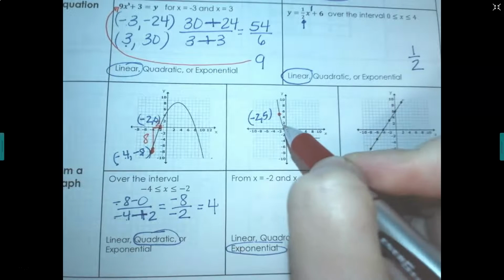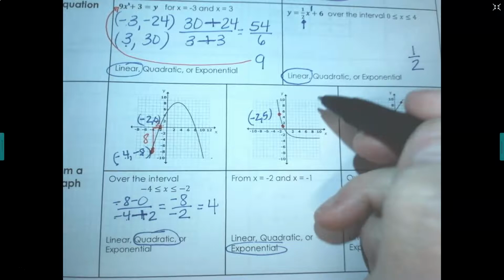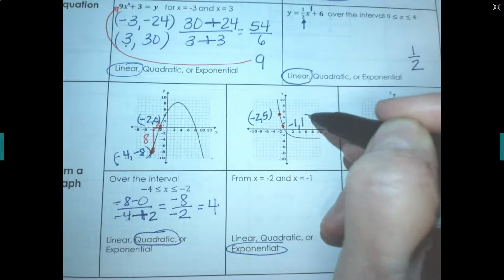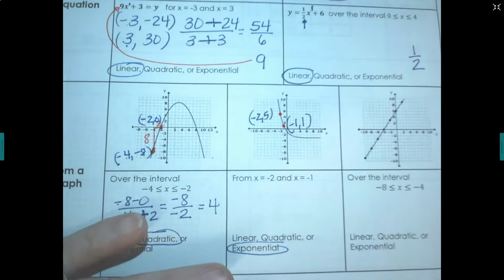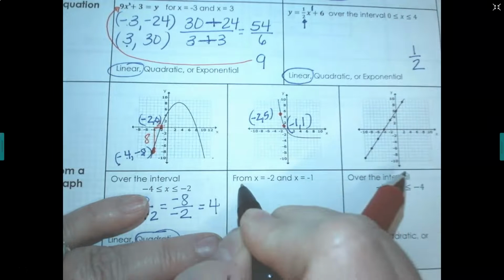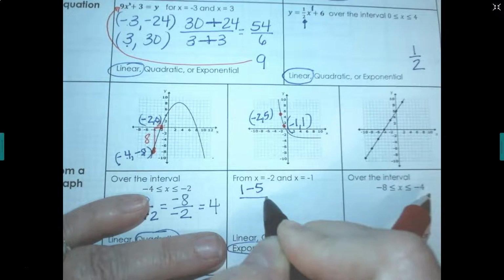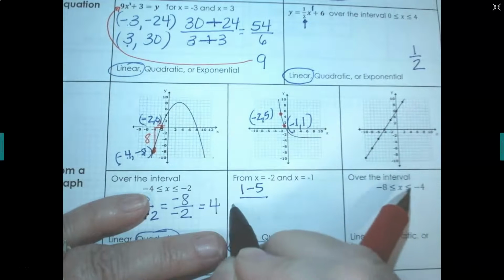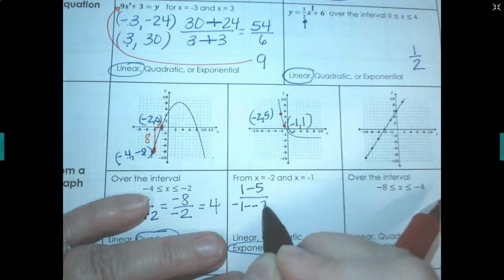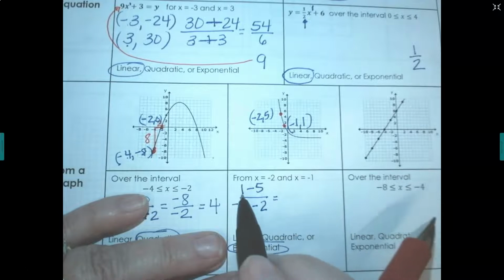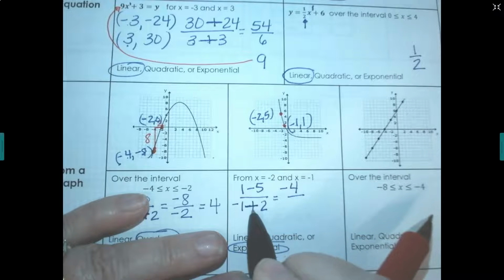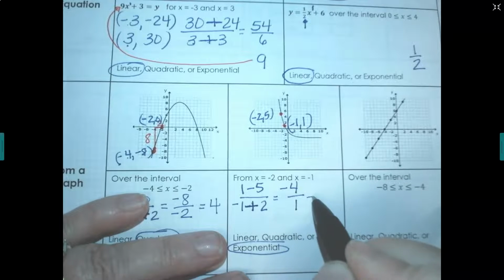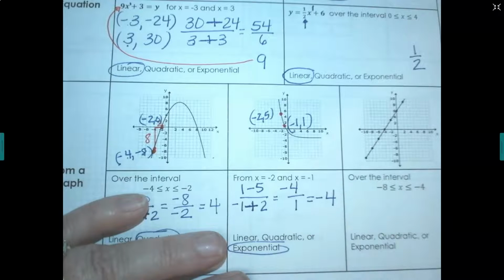And when x is -1, it's going to be hitting right here at -1, 1. Okay, now that I have 2 points, I can calculate my slope like I was before. I'm going to say y minus y, so 1 minus 5, divided by x minus x, so -1 minus -2. 1 minus 5 gives me -4. -1 plus 2 gives me 1, for a slope of -4.